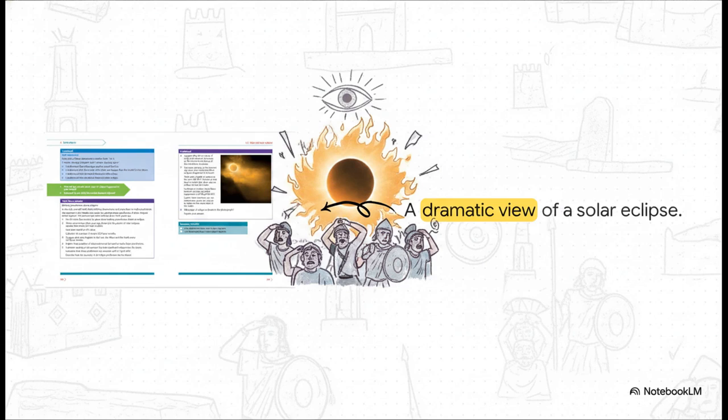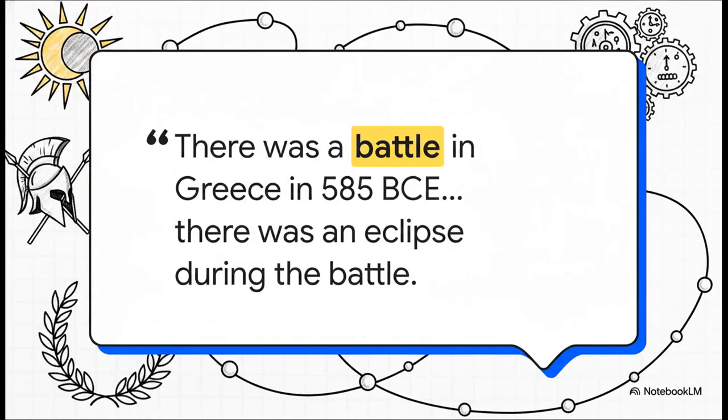Picture being on a chaotic battlefield or in a bustling ancient city, and suddenly, the day turns into this eerie twilight. The air instantly cools down, and a black disk ringed with fire literally replaces the sun in the sky. No wonder it was almost always viewed as an intense omen or a direct message from the gods. Check out this fascinating historical record. It tells us that there was a battle in Greece in the year 585 BCE, and people recorded a total eclipse happening right in the middle of the fighting.